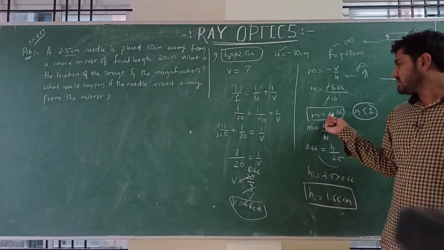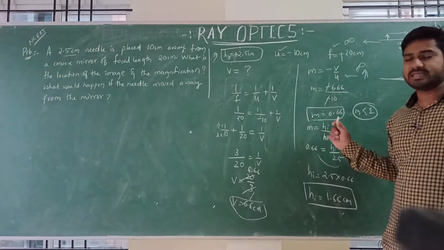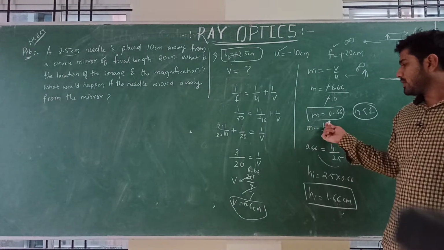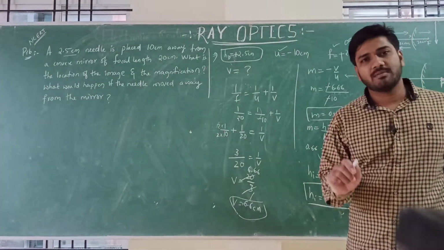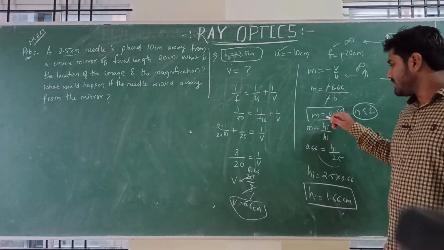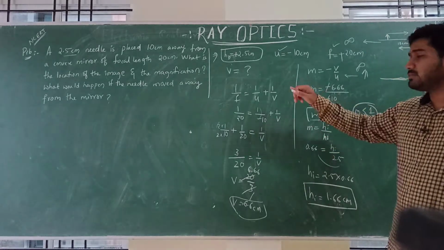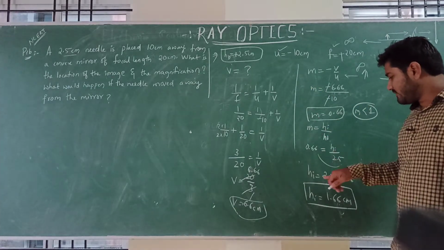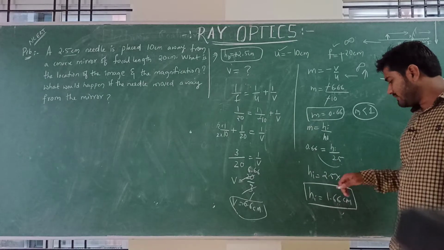So magnification we got 0.66. Again one more formula we are having, that is m is equal to hi by ho. Put the m value, and you know the height of the object, put that also. So finally what we will get? hi is equal to 2.5 into 0.66.